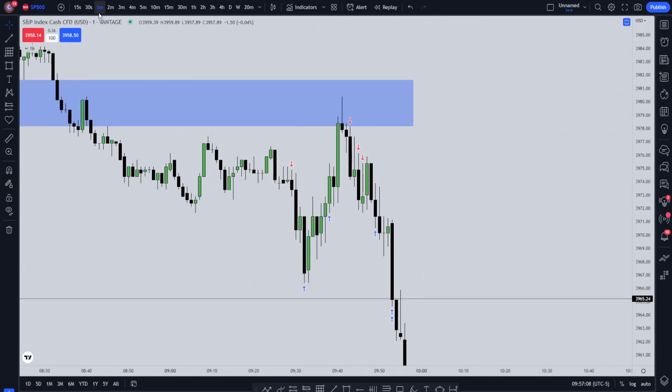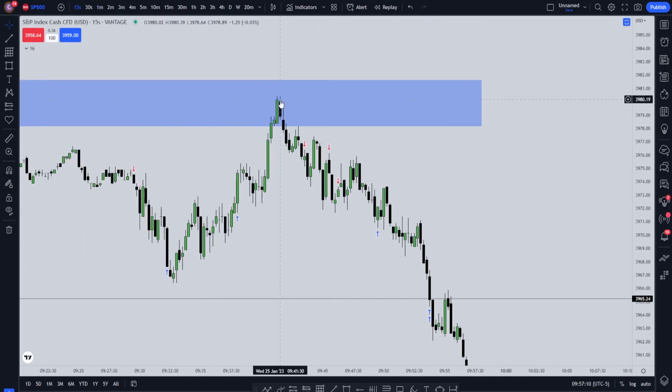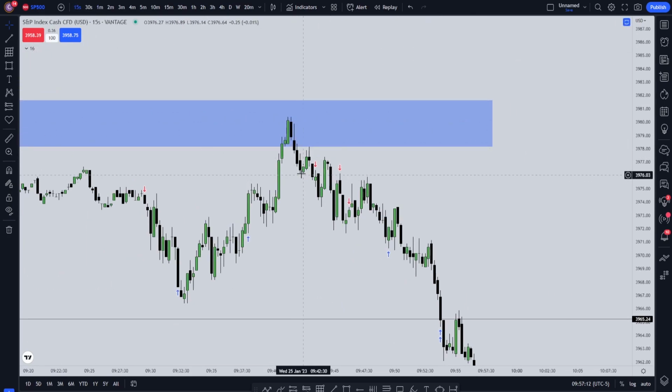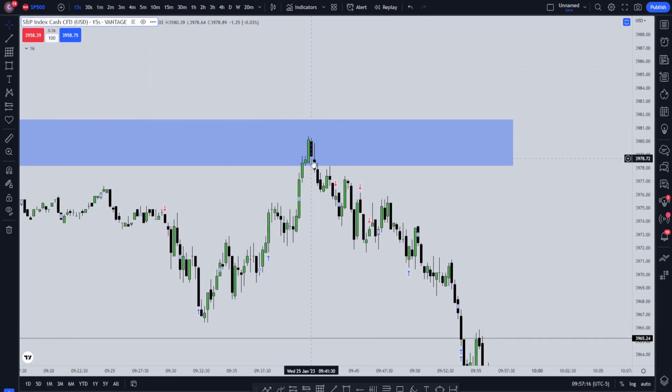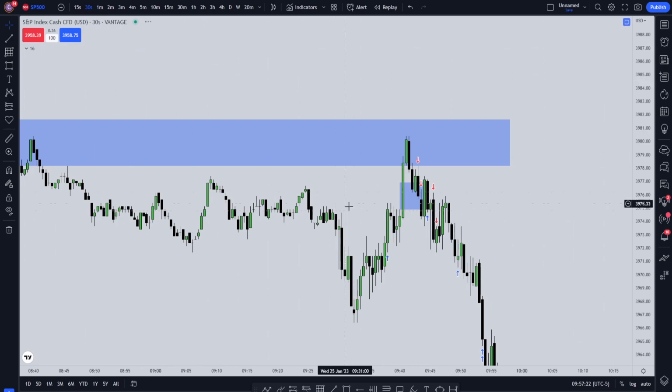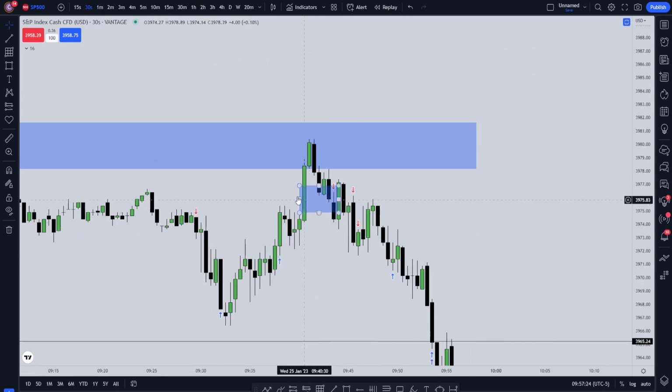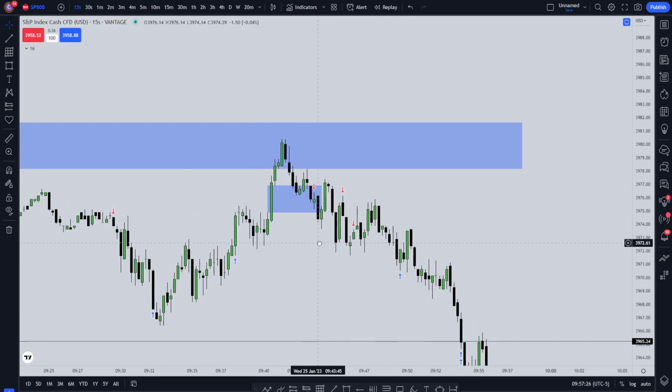Now I took an early entry since we came into this fair value gap, and we instantly started to reject away with some speed. So then price came down here, and I was looking at this fair value gap on the 15-second. Okay, so now we're in the 15-second. It's also a 1 minute fair value gap, but I'm looking at the 15-second here.